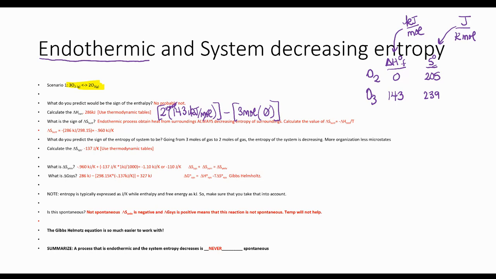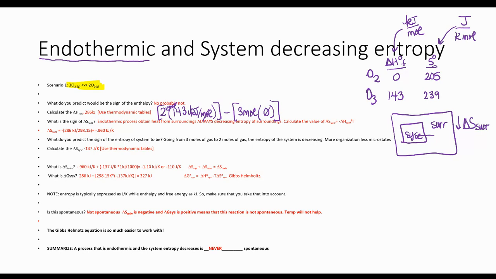Okay, now what happens to the entropy of the surroundings? Always, here's our system, here's our surroundings. If heat flows into the system, the surroundings molecules are going to start to lose energy, slow down, and we'll see a decrease in the entropy of the surroundings.